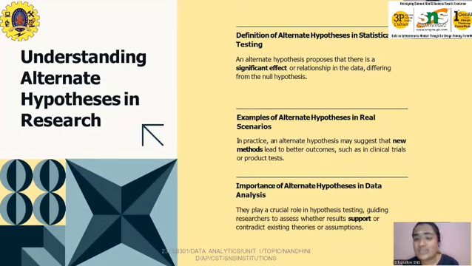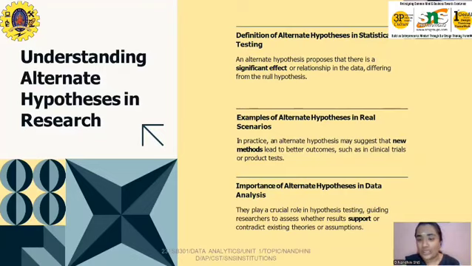Some real-time scenarios of the alternative hypothesis are new methods, for example, clinical trials. For example, if a patient is going for a treatment, we take many blood tests. So we are running many trials to find what type of disease they have been affected by. So these are some real-time scenarios.